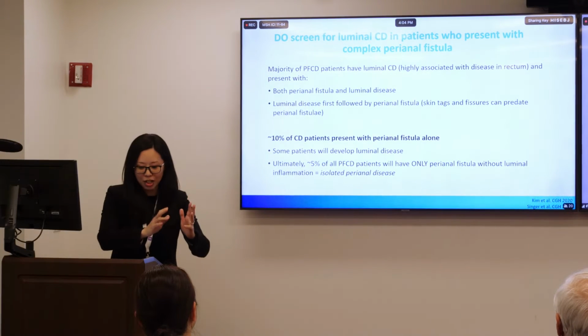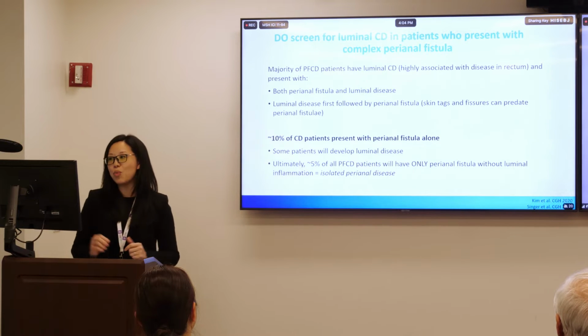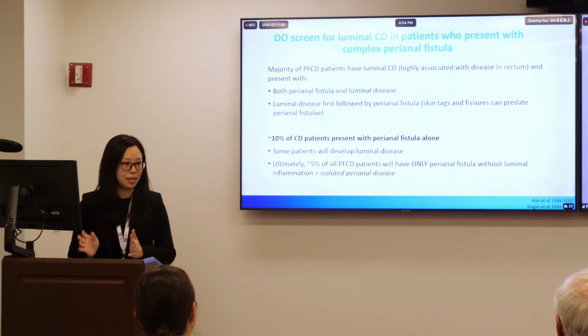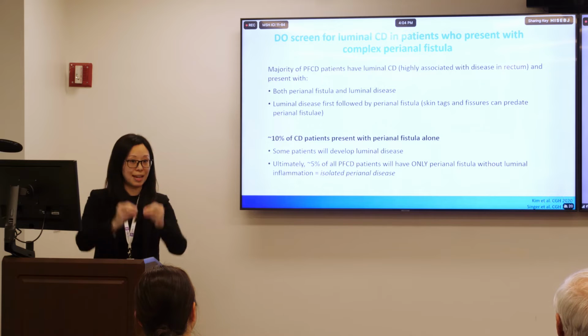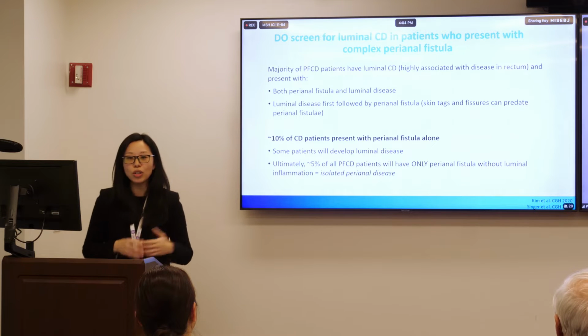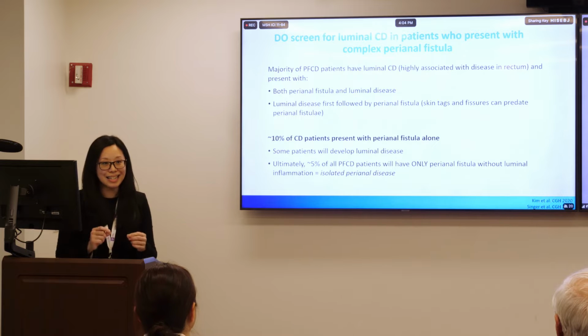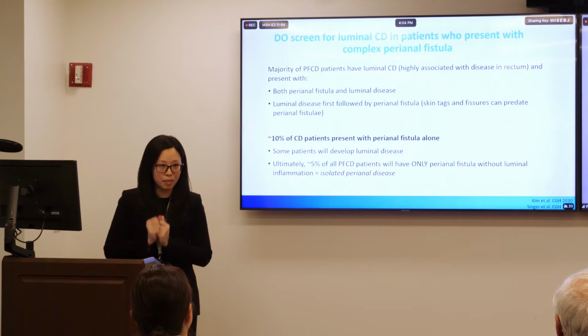So perianal fistula and luminal disease, the majority of your patients will have both. They coexist, and it's highly associated particularly with disease in the rectum. So they will either present both at the same time at diagnosis or luminal disease first, followed by perianal fistula. Side note here, skin tags and fissures can predate perianal fistula, so please look at your patient's bottoms when you diagnose them.